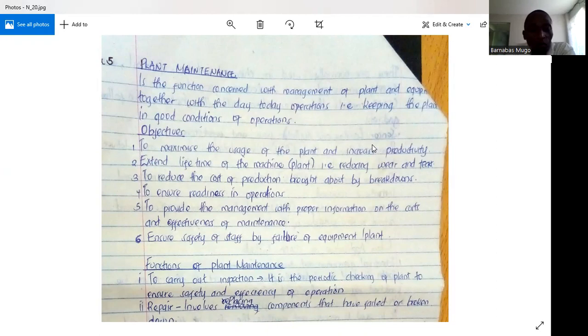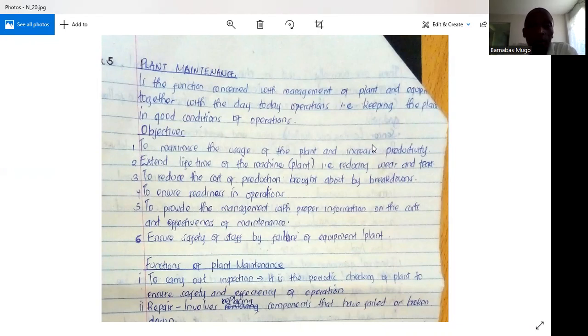day-to-day operations. There are six main objectives of doing plant maintenance. One of them is so that we can minimize the wear of the plant and increase its productivity. When we do plant maintenance, we are making sure that the productivity of that machine is kept as high as possible, that is, the efficiency is higher. Another reason is so that we can extend the lifespan of that machine by reducing the wear and tear of that machine.